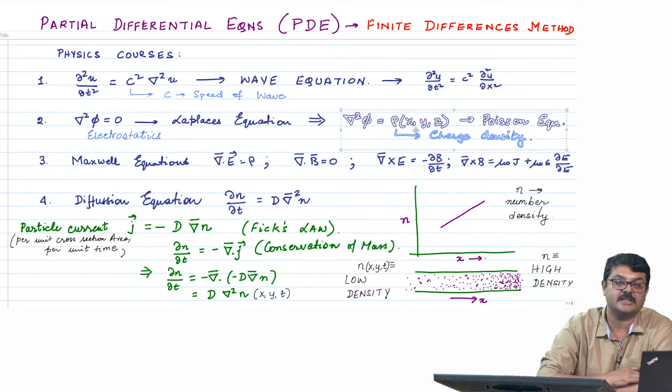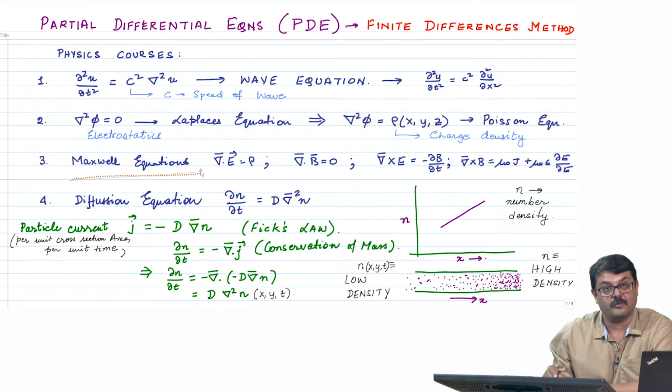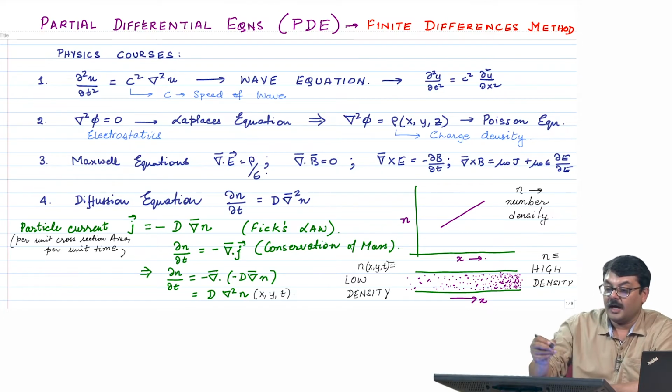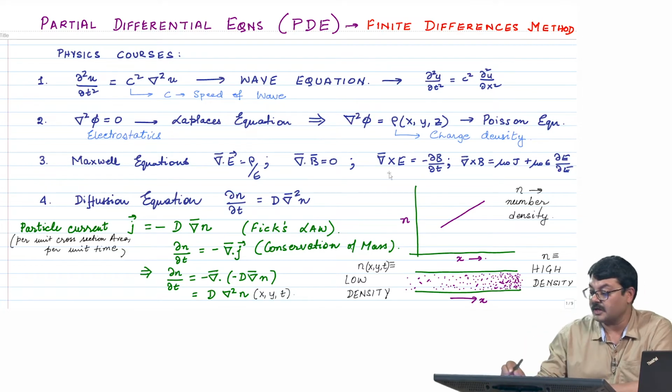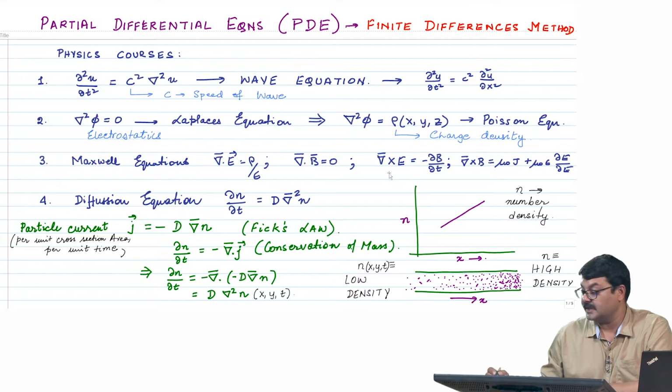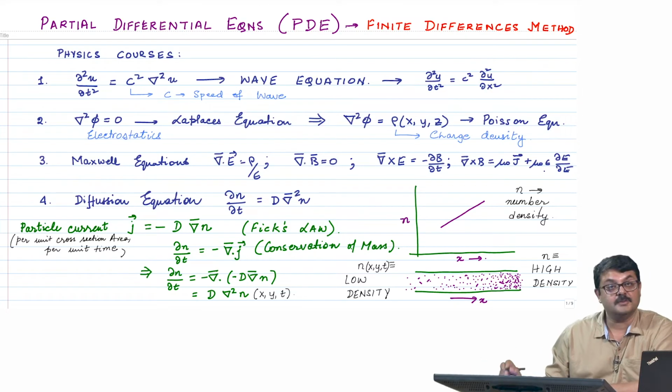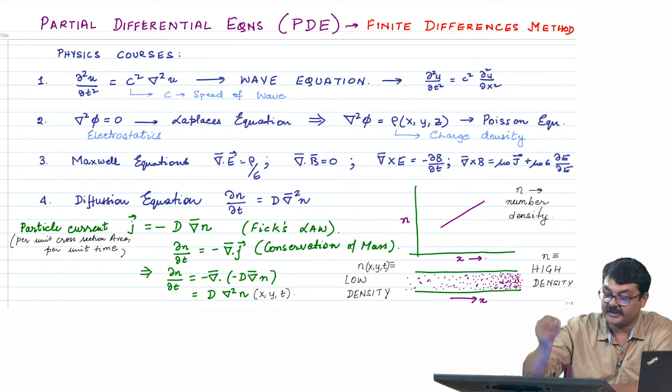Maxwell's equations of electromagnetic theory are written as partial differential equations: divergence E equal to rho, rather rho by epsilon, and divergence B equal to 0, curl of E equal to minus del B del t, and curl of B equal to mu 0 j, j being the current vector, plus mu 0 epsilon into del E del t. So, these are all examples of partial differential equations.